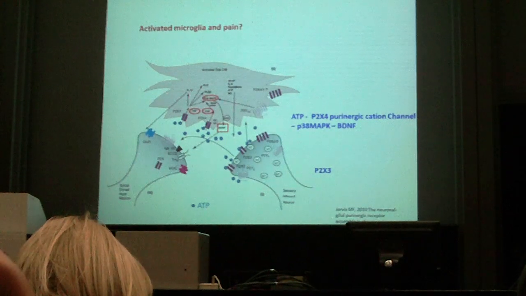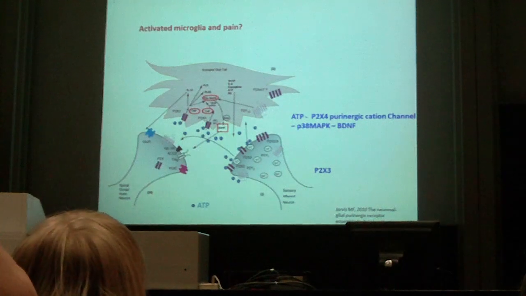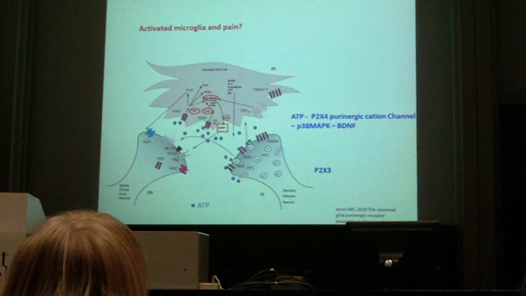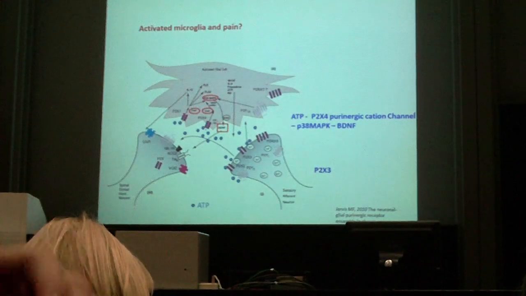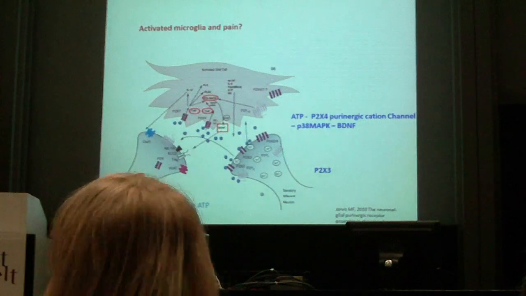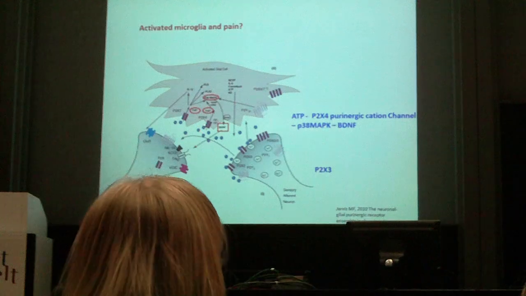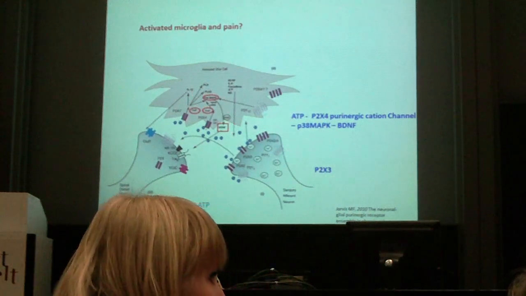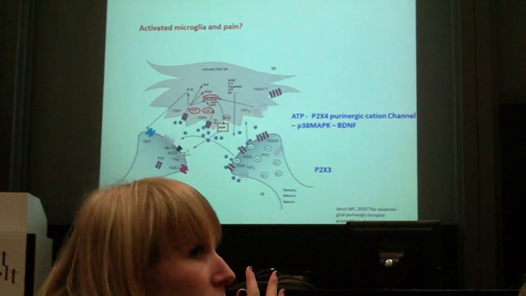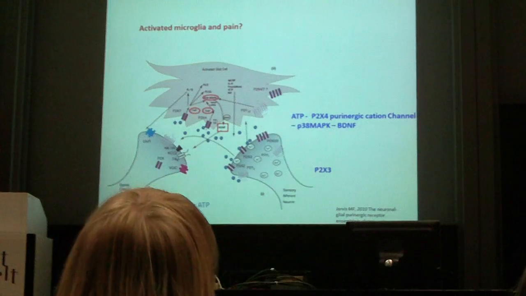And what happens is, here you see in blue is the ATP released by this sensory, this pain afferent, recognized by the microglial cell. This is the microglial cell. Here are the purinergic receptors. They get open, calcium comes in, activation of MAP kinases, and a huge release of, for instance, BDNF. These microglial cells, they produce cytokines, BDNF.